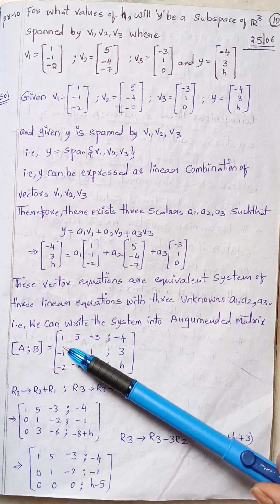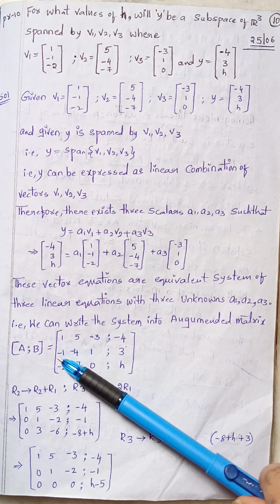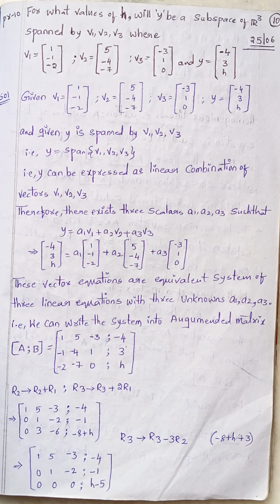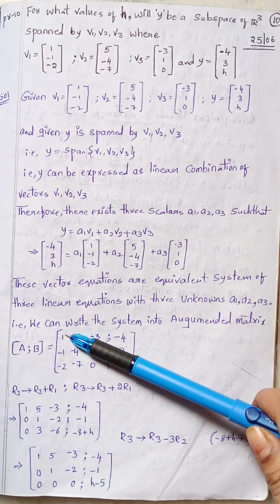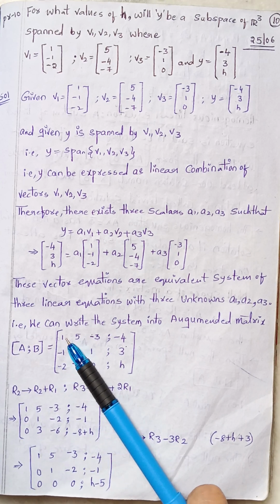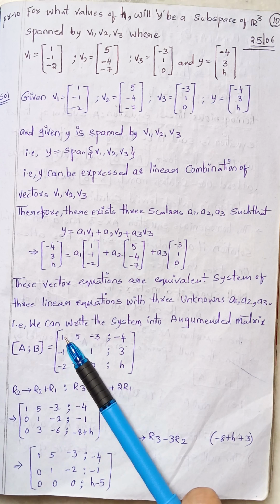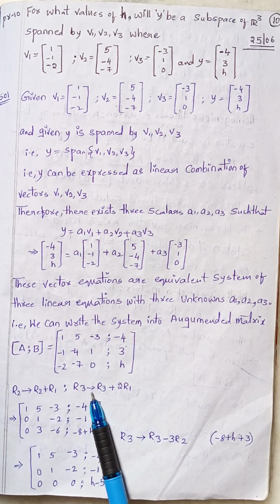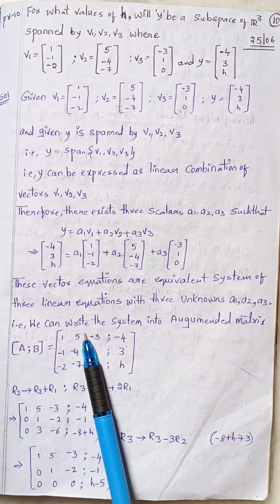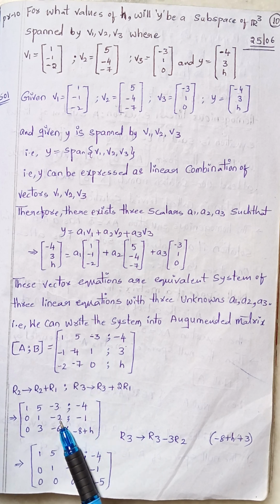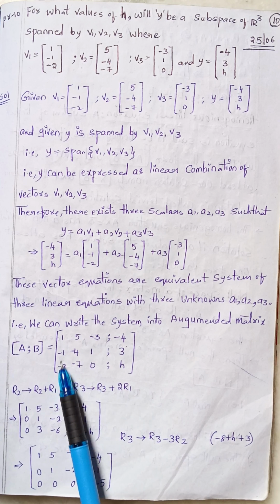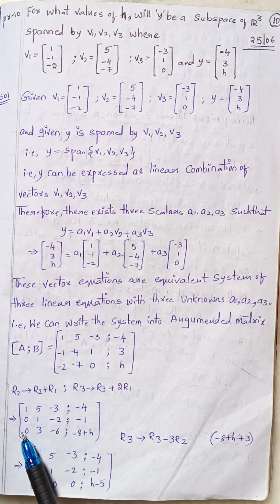For that we take row operations, to convert these entries into 0. To make it 0, R2 becomes R2 plus R1. Here minus 2, here 1. Then R3 becomes R3 plus 2 times R1, then it will be 0. That's why we are taking this. R2 plus R1 means 0, minus 4 plus 5 is 1, 1, minus 3 plus 1 is minus 2, like that we can do for every entry. Similarly for R3 plus 2R1, 2 into 1 is 2, minus 2 plus 2 is 0.